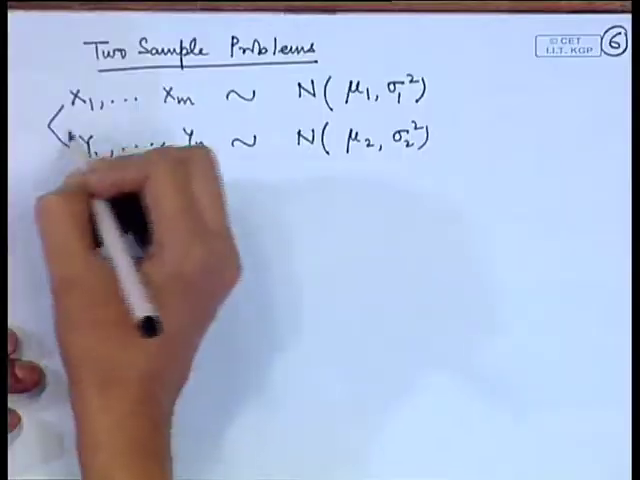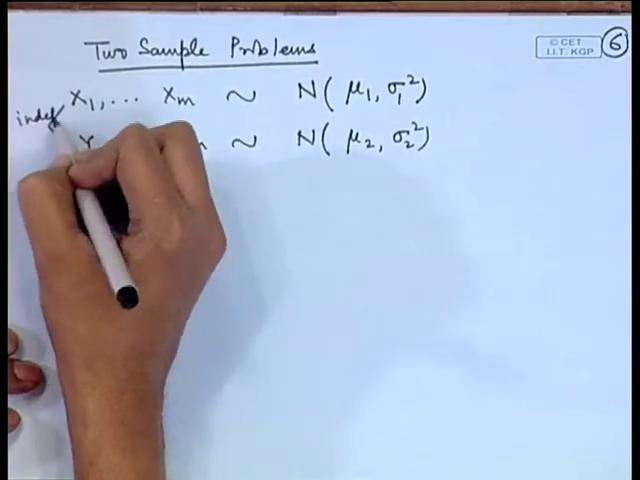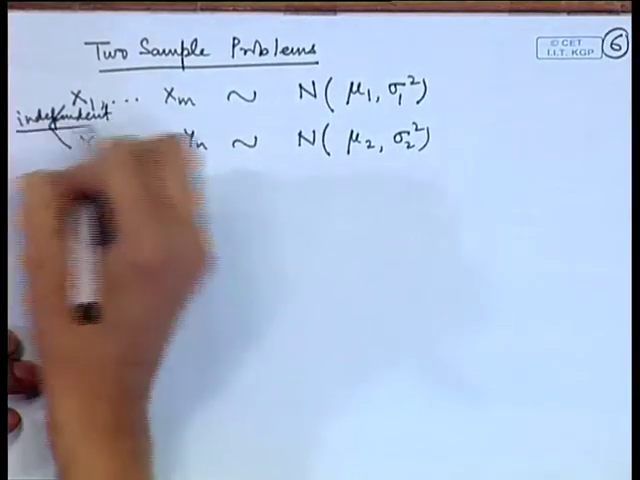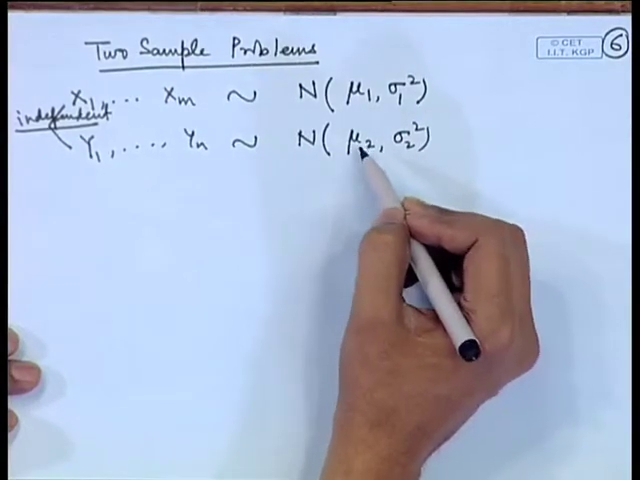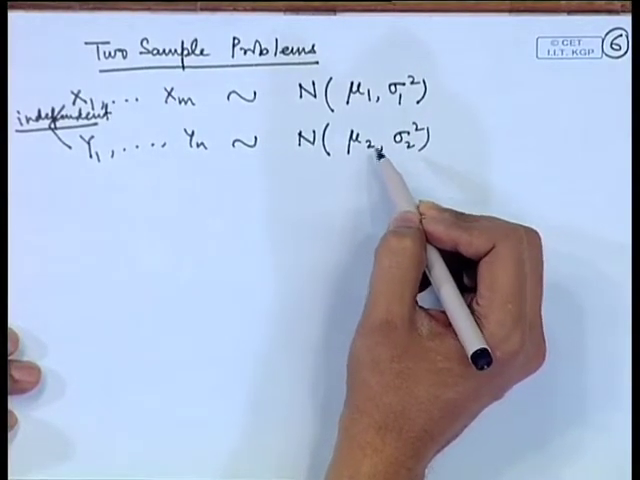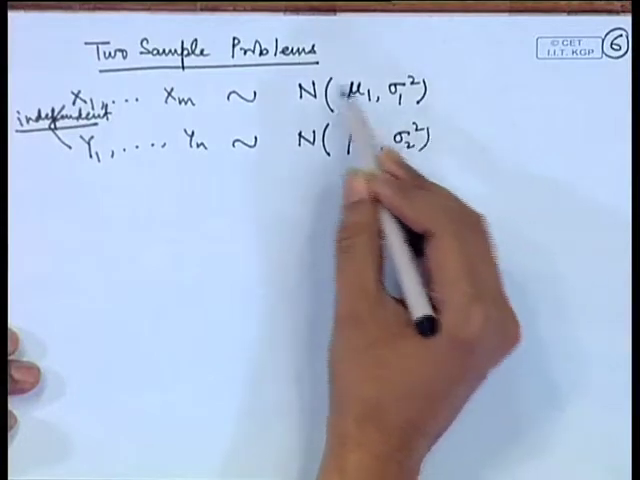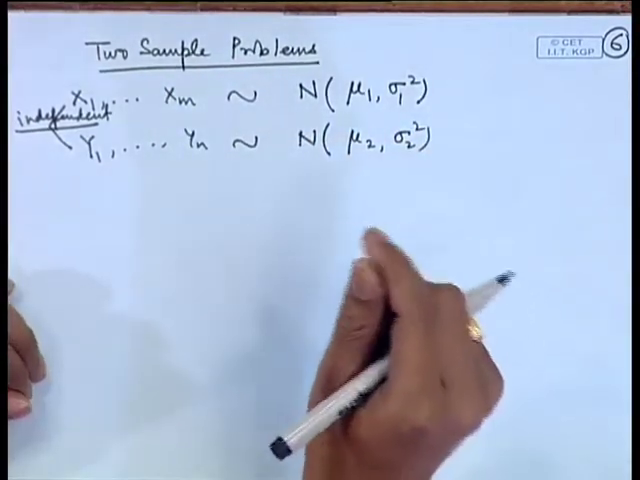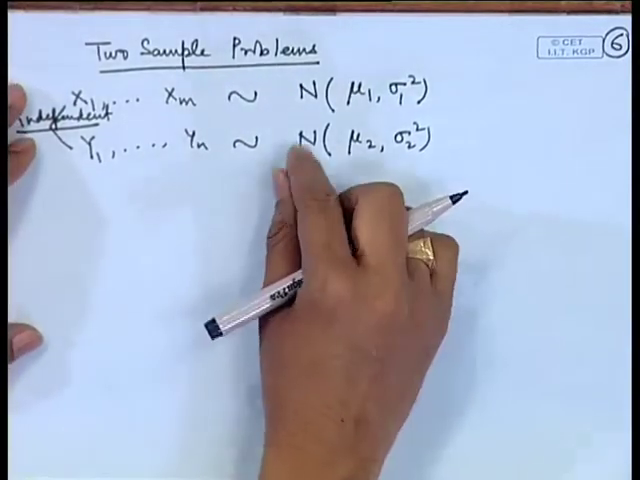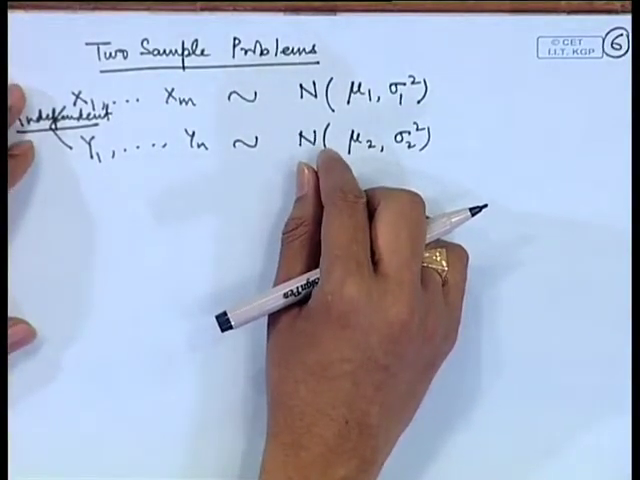In such cases, the appropriate model is that we are considering two independent random samples, one from one normal population with a certain mean and variance and another from another normal population with a certain mean and variance. Of course, the assumption of normality could have been replaced by some other populations also, but we are considering certain procedures which are applicable to the normal populations.